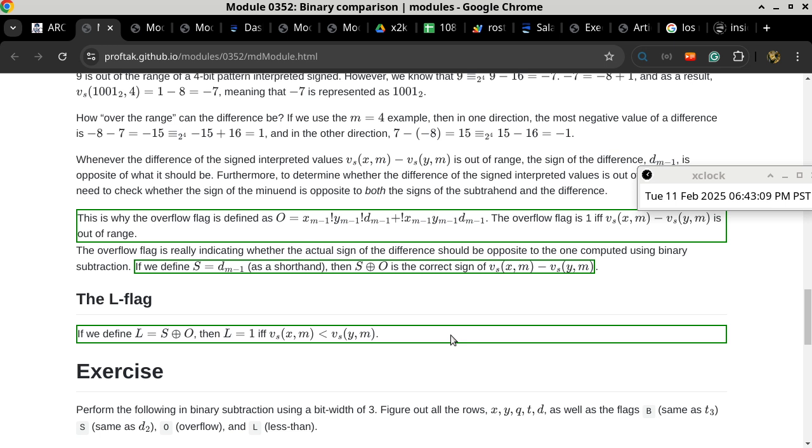Okay, so everything that we talked about today in the lecture on the tablet is already here in the notes. And it even says the overflow flag is one if and only if VSXM minus VSYM is out of range, which is also the whole point that I was trying to make in the half an hour or so. And then the S flag being defined as the most significant bit of the difference is here. And then the L flag being the exclusive or between the sign flag and the overflow flag is here. And L equals 1 if and only if VSXM is less than VSYM.